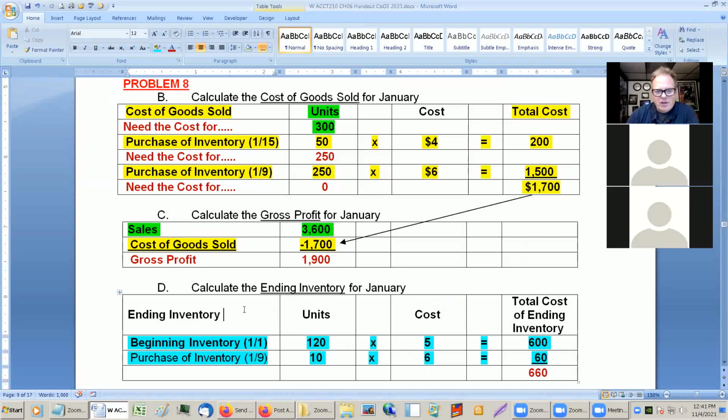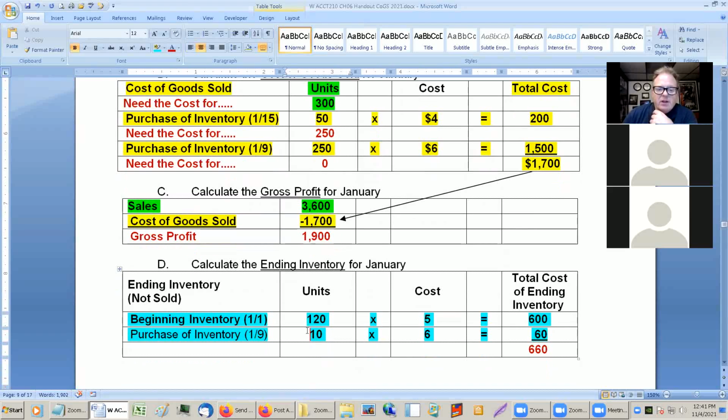And so this is the ending inventory. This is what was not sold. We still have it. So there's a total of 130 units we have available. But yeah, the two layers. Now starting the next period, we'll wait to the end of the period.